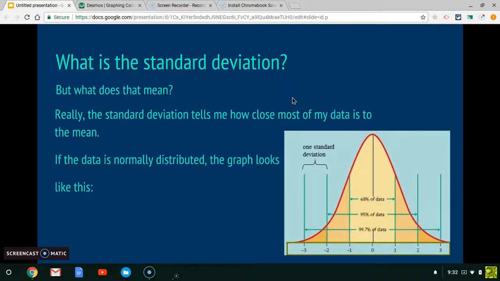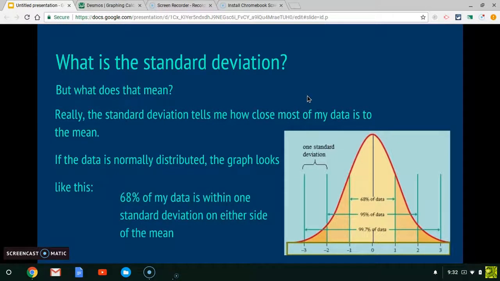So if I have a really big standard deviation, then most of my data is spread out pretty far away from the mean. But if I have a really small standard deviation, then more of my data is closer to the mean, and so my numbers are all a little bit closer together in my data set. Okay, so that's what a standard deviation is.